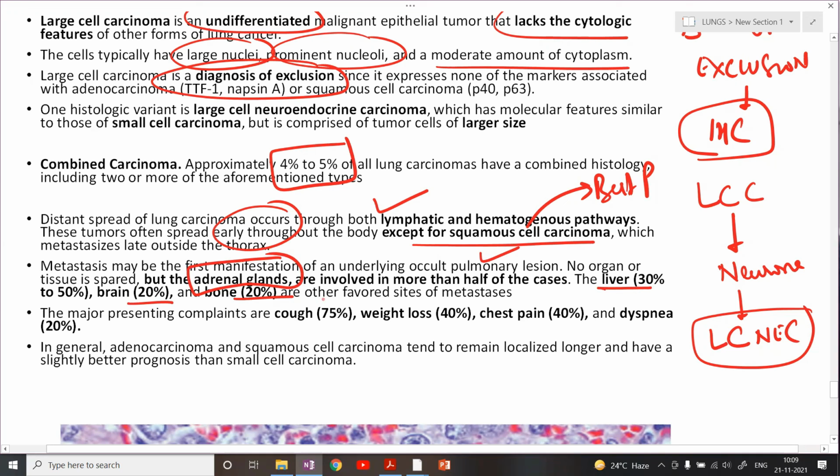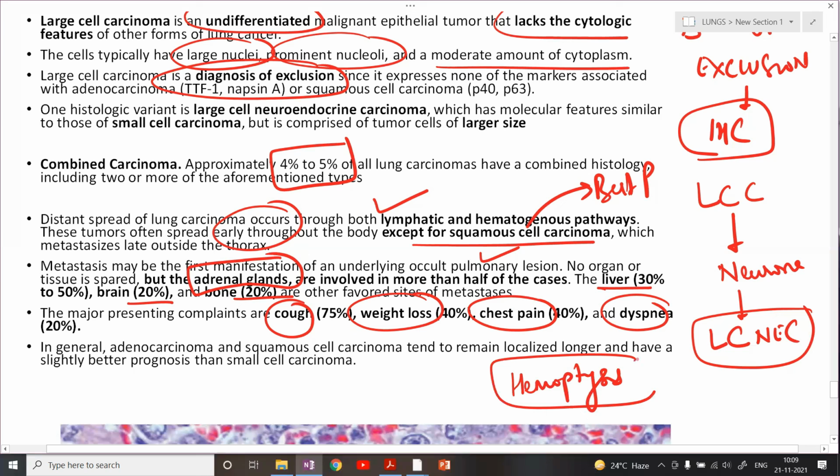Now, the major presenting complaint is cough. Most common is cough, then weight loss, chest pain, and dyspnea. Now, you must be thinking that, sir, in movies, especially Bollywood movies, whenever someone has lung cancer, they show hemoptysis. Yes or no? Yes, sir. Do you see any hemoptysis anywhere in this option? So whenever hemoptysis is there, do not think lung cancer. I'm not saying it doesn't happen. It happens, but very less frequently.